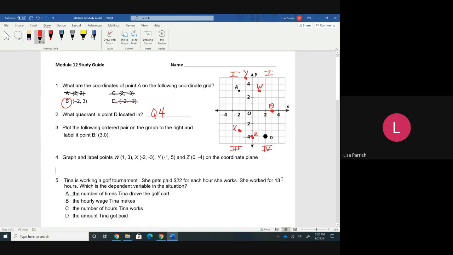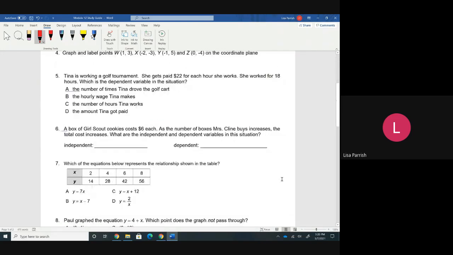Okay. Number 5 is talking about independent and dependent variables. Remember, the dependent variable is the number or the part of the problem that depends on something else. In an equation, the dependent variable is always your answer or your y value. But this is not an equation, this is a word problem.